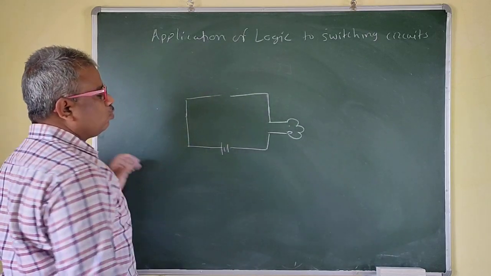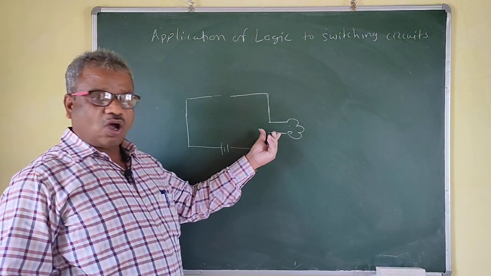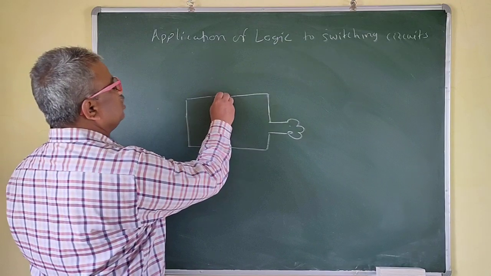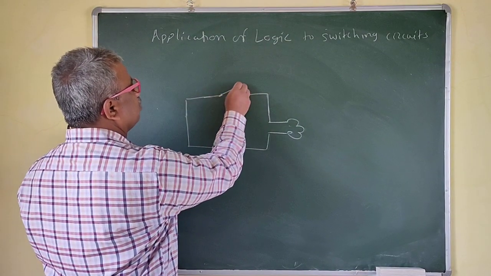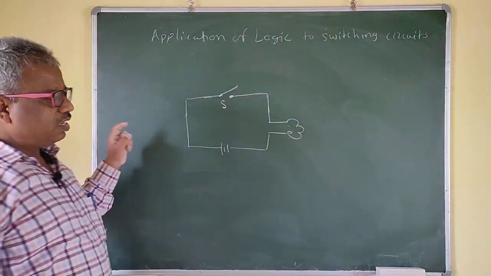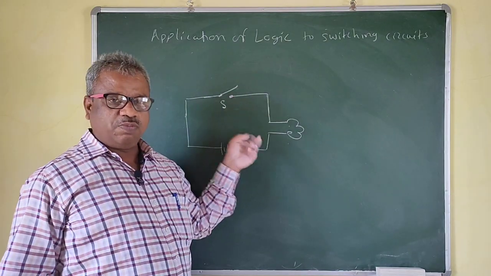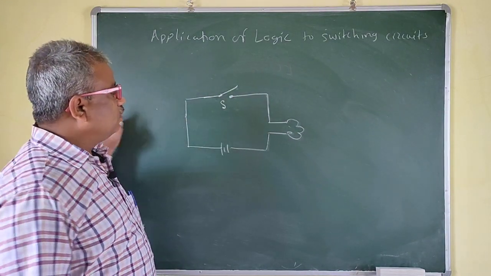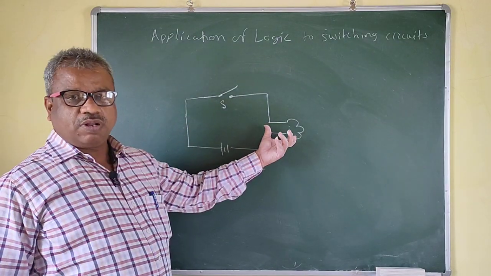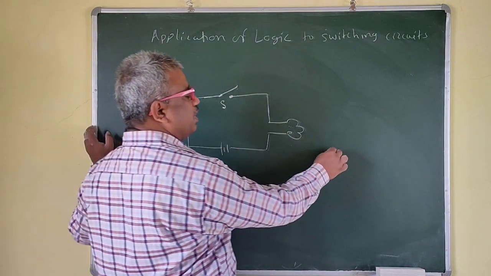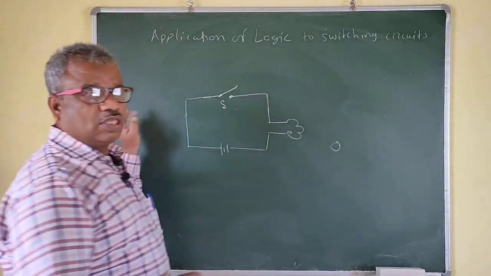Now, to switch on or off, we have to take a switch here. We will call this S. If the switch is on, then the bulb will glow. So if the switch is off, then the bulb does not glow. Off means 0, the switch is off.